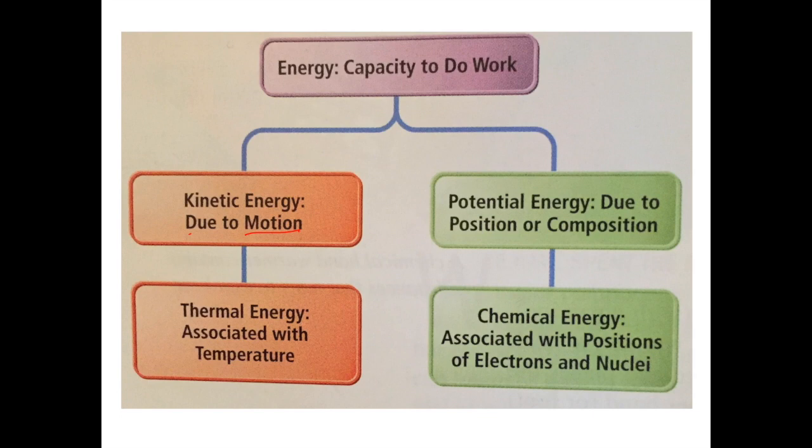Potential energy is sort of the energy that is innately stored somewhere. So it could be due to the position of that object, or its composition. And so when we talk about chemical energy, we're talking about the energy that is associated with its bonding properties. So positions of electrons, where they're attracted to the nuclei and how they're interacting together. So that's our chemical energy. We're going to mainly focus on thermal energy, but both components are important.